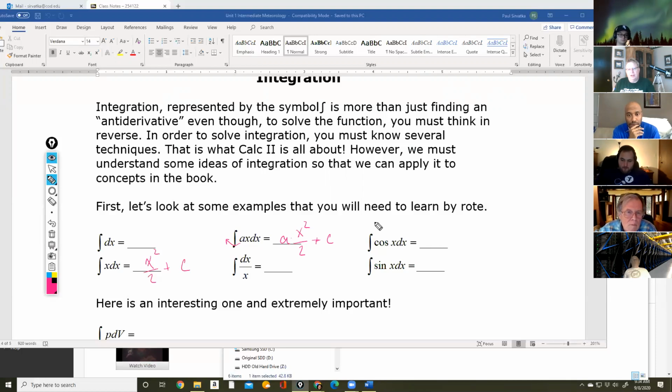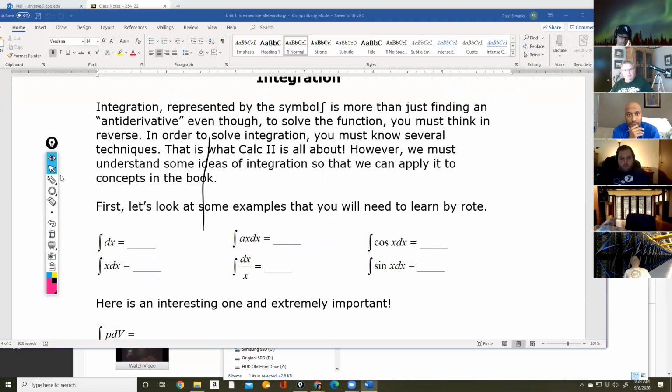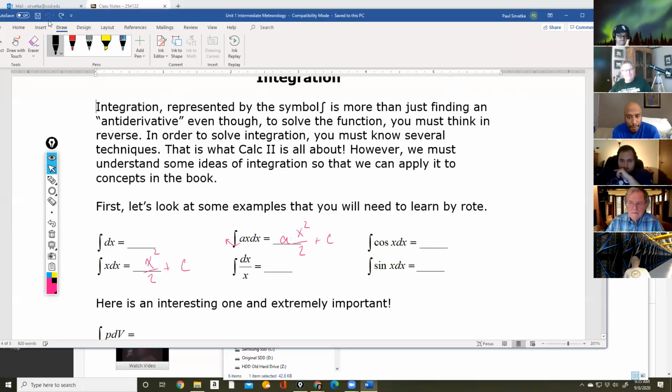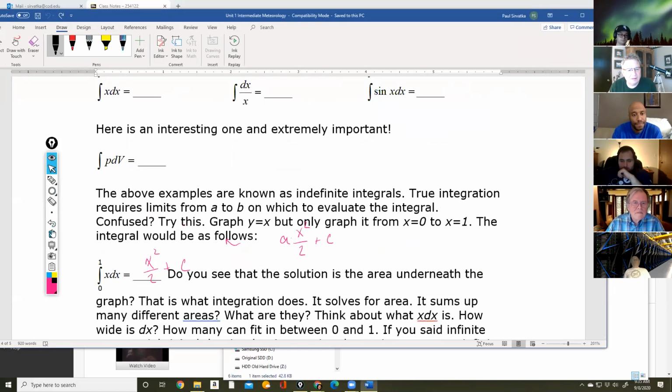Okay, so those are your integrations. So I've helped you with that part of the worksheet. But now let's take a look at this. What about this?